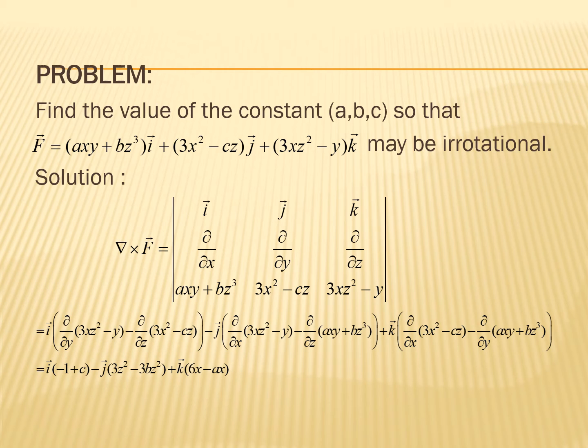Then your i vector: partially differentiating with respect to y, I am getting minus 1 plus c with respect to y... I am getting minus 1, and with respect to z I am getting minus c. So minus of minus becomes plus c. And then the coefficient of your j: partially differentiating with respect to x, I am getting 3z², with respect to z, I am getting minus 3bz². And then the coefficient of your k vector: differentiating partially with respect to x, I am getting 6x, and partially with respect to y, I am getting minus ax.